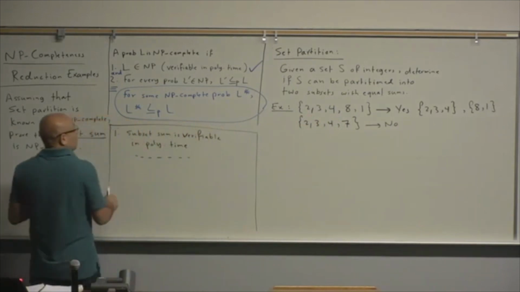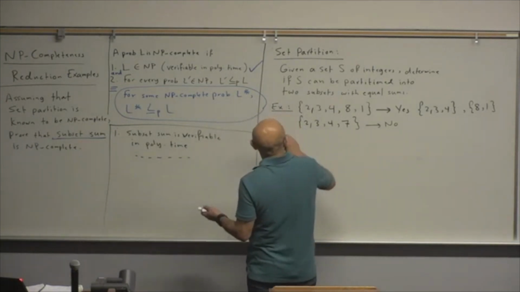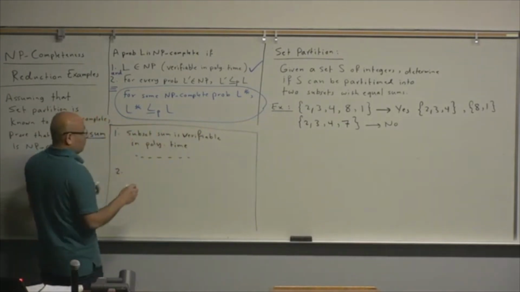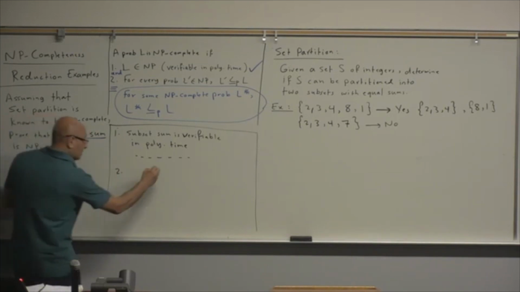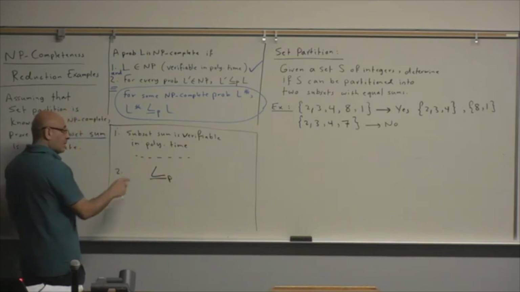Okay. Now the more interesting step is the reduction. Now in which direction should the reduction go? From subset sum to set partition, or from partition to subset sum? So we go from the known to the one to be proven, or from the one to be proven to the known? Yeah. So you go from the known. The one that we are trying to prove should be here. The one that is known should be here.